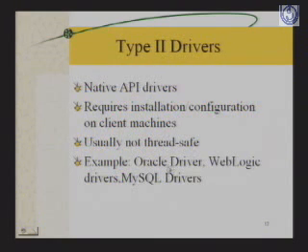Type 2 drivers are native API drivers. These drivers require their installation and configuration on the client machine, so that the client machine can identify the driver and can load it on the request of the JDBC application. And these have one disadvantage, that these drivers are not thread safe. Means if you are trying to make multiple connections, it may create some kind of problem, such as database inconsistency.